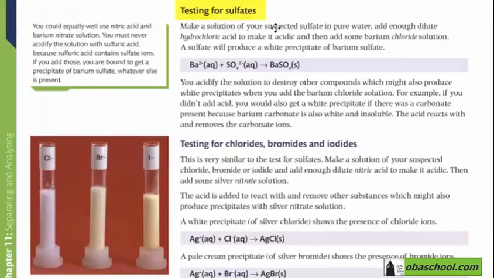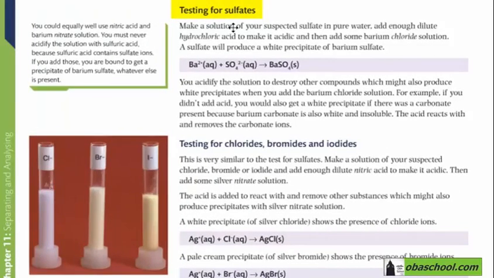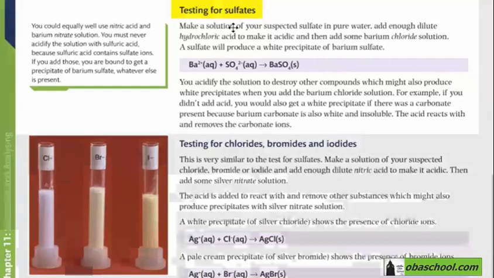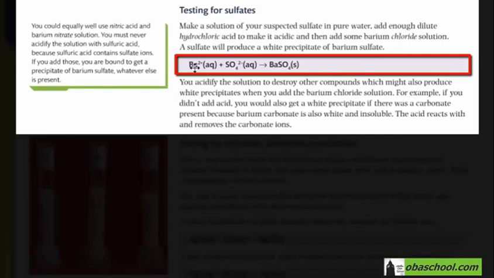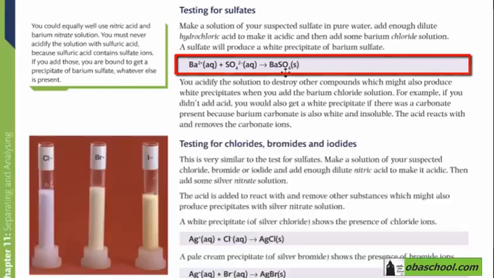Testing for sulfates. We are going to make a test to prove that this ion is sulfate by an experiment, or steps that should be followed to assure that this ion is sulfate. So we will see what these steps for testing the sulfate are. Also, we will discuss the equation, which is barium plus sulfate produces barium sulfate.